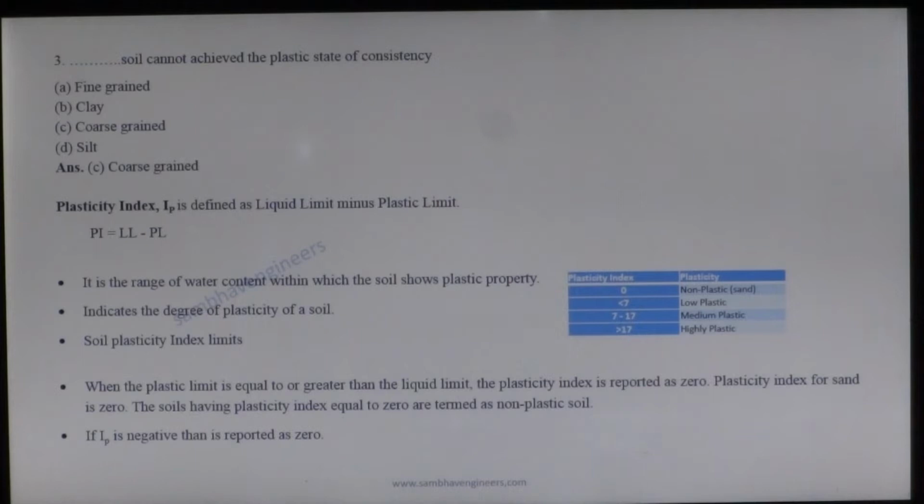The difference of liquid limit and plastic limit is known as plasticity index. Plasticity index indicates the range of water content at which the soil behaves in plastic state. If the PI value is 0, then the soil is non-plastic. Sand and coarse grained soil have a plasticity index of 0 and cannot achieve the plastic state.